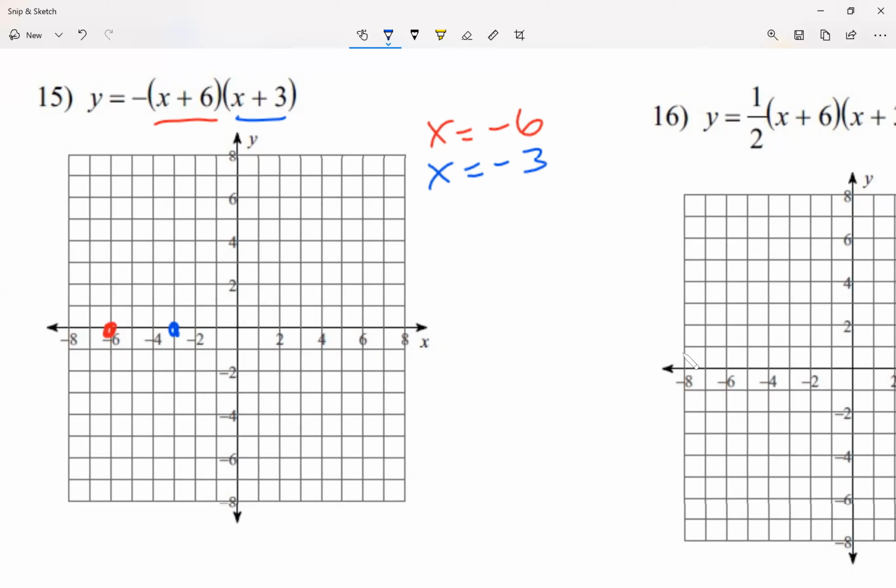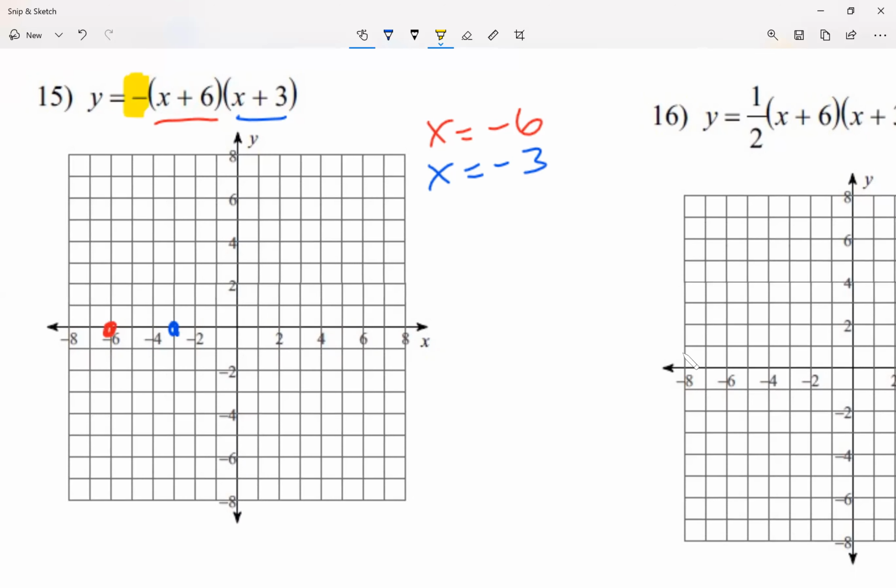Okay, I have them in different colors so we can see where they are. Now, roughly, I know that because of the sign at the very front, this thing is up and down. However, I want to find the vertex, okay? Because this thing is up and down, I do expect the vertex to be above the x-axis, okay? So now how am I gonna find the vertex?